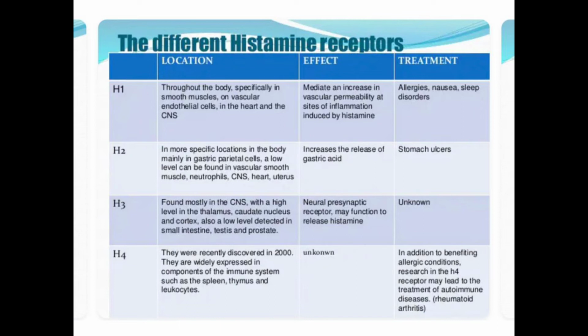H3 are mostly found in the CNS with high level in the thalamus, caudate nucleus and cortex. Also a low level is detected in the small intestine, testes and prostate. H4 was discovered in 2000. They are widely expressed components in the immune system such as spleen, thymus and leukocytes.